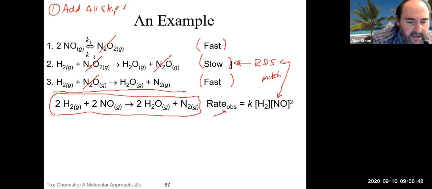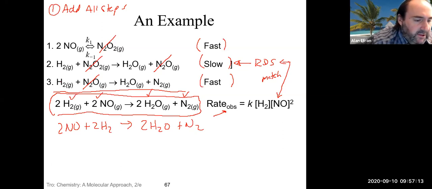On the left-hand side, we have 2NO. We also have an H2 and an H2, so that gives us 2H2, and that takes care of everybody on the left-hand side of the arrow. Right-hand side of the arrow, we got 2 waters, and we have an N2. Just looking above, that looks good. So right off the bat, one of the criteria we need for it to be a good mechanism has been met. When we add up all of these 3 elementary steps, we do get the overall reaction that we're looking for.